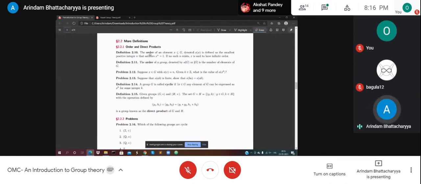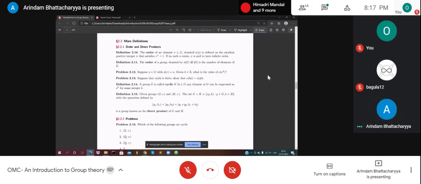The order of an element is the minimum n such that x to the power n is the identity. And the order of a group is the number of elements of the group. Right, got it.